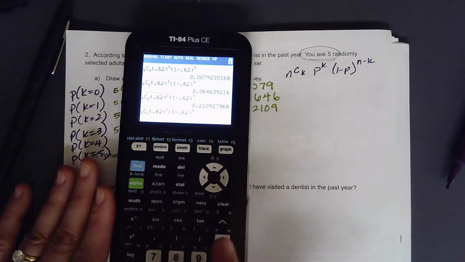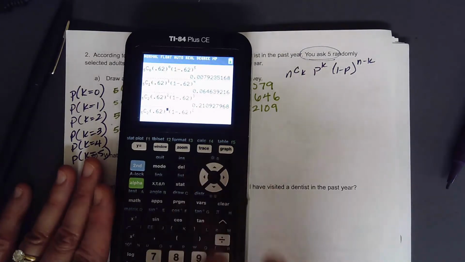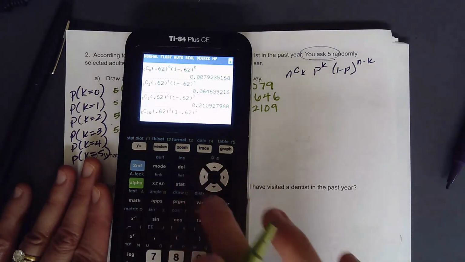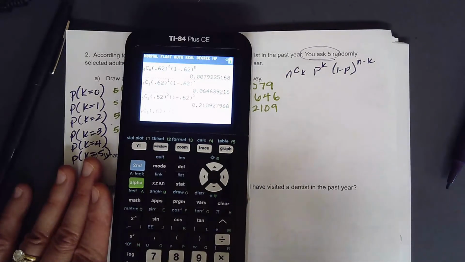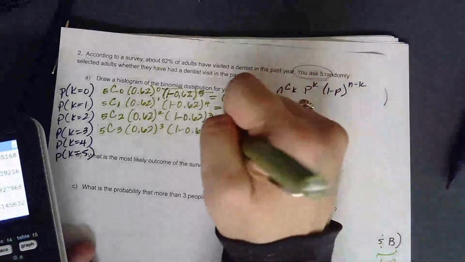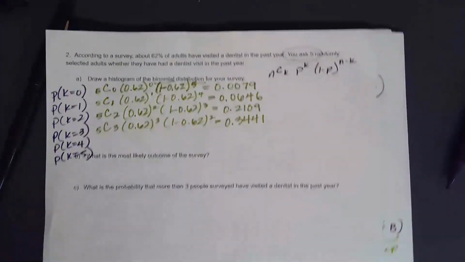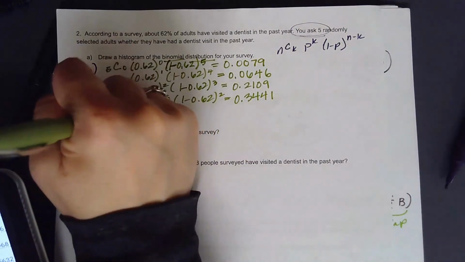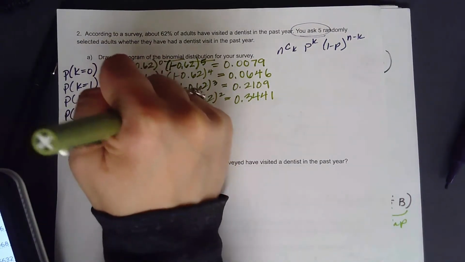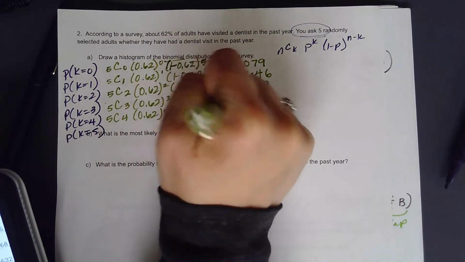So, all right, so this is 2, this is 3, and this is 3. So I get 0.3441. All right, keep going, 2 more to go. So we have 5C4, 0.62 to the 4th, 1 minus 0.62 to the 1st.